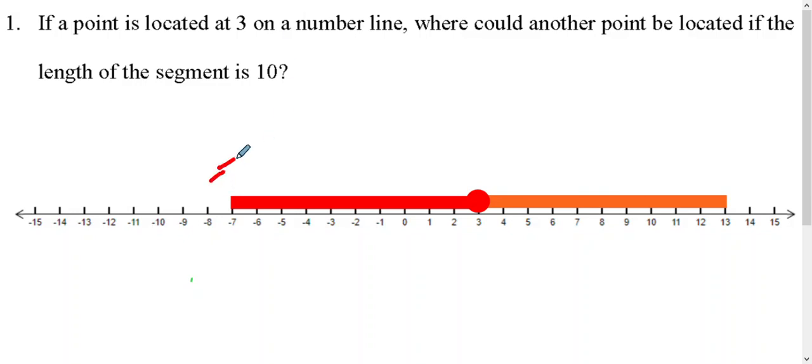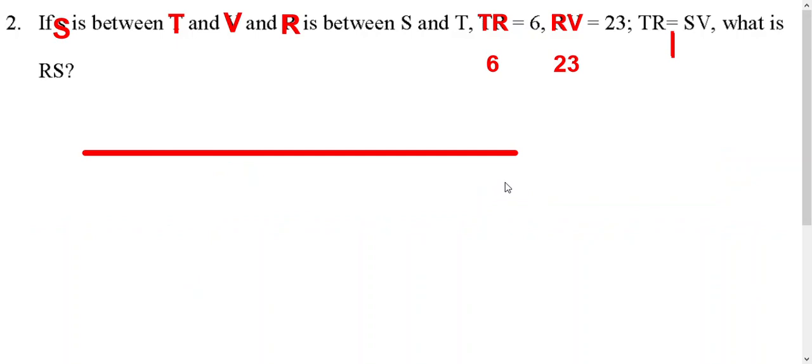So if we went backwards, we'd get to -7, and if we went forwards, we'd get to 13. Okay, so our second question says that S is between T, V, and R. Sorry, S is between T and V. So we're going to place our points on the line here. We have T, S is between T and V, and R is between S and T. So R has to go down here.